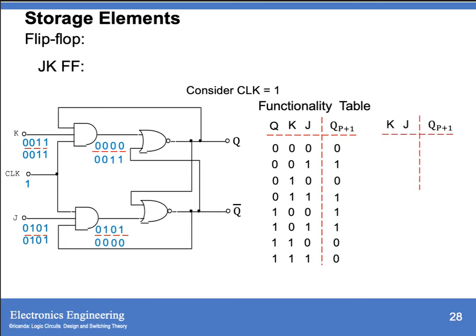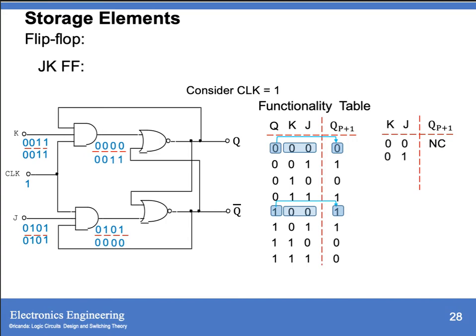So when clock equals 1, we have a first combination of 0, 0. Your previous Q is 0, your next Q is the same, 0. If your previous Q is 0, the next Q is the same as 0. So that is what you call no change.